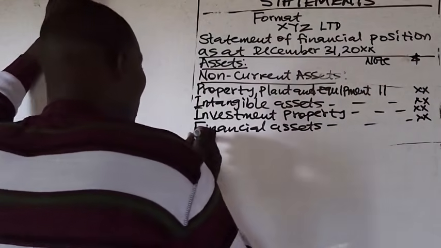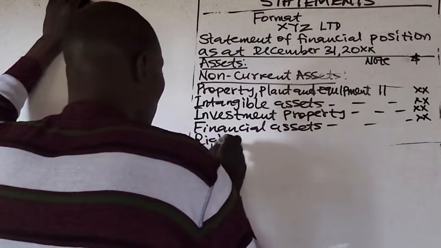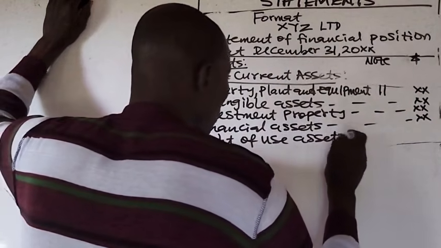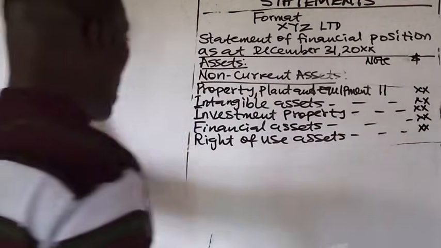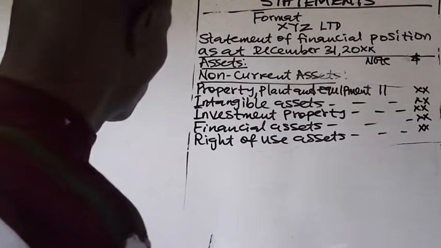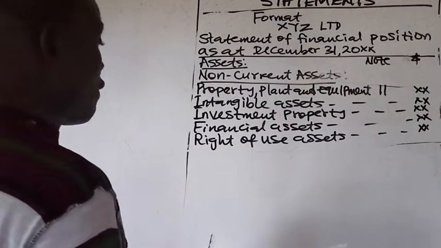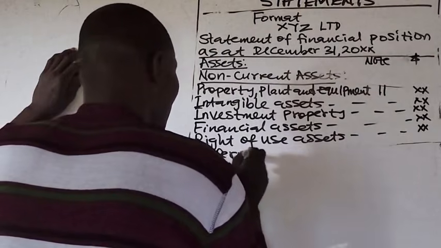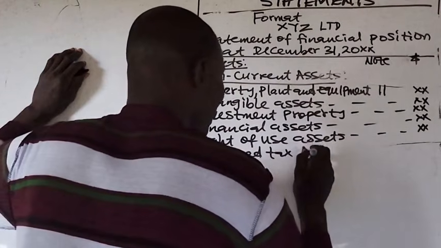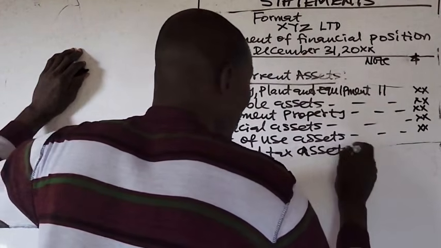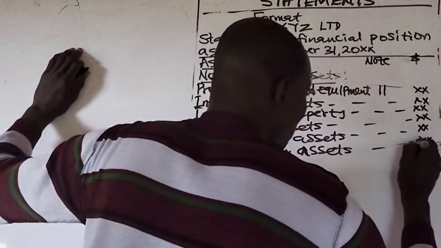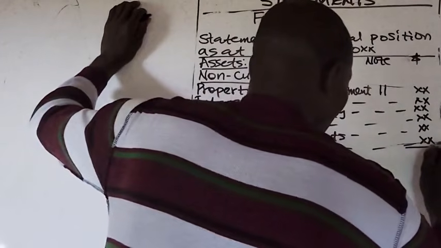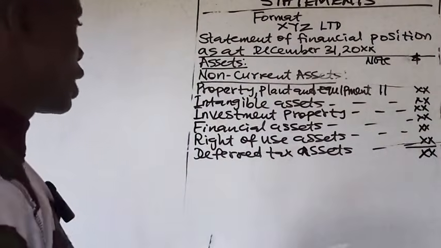Then we also have right of use assets. Then this will be measured in accordance with the provisions in IFRS 16. Then we have deferred tax assets. You measure this in accordance with the provisions in IAS 12 income tax. So when you sum the non-current assets, you have this as the total.